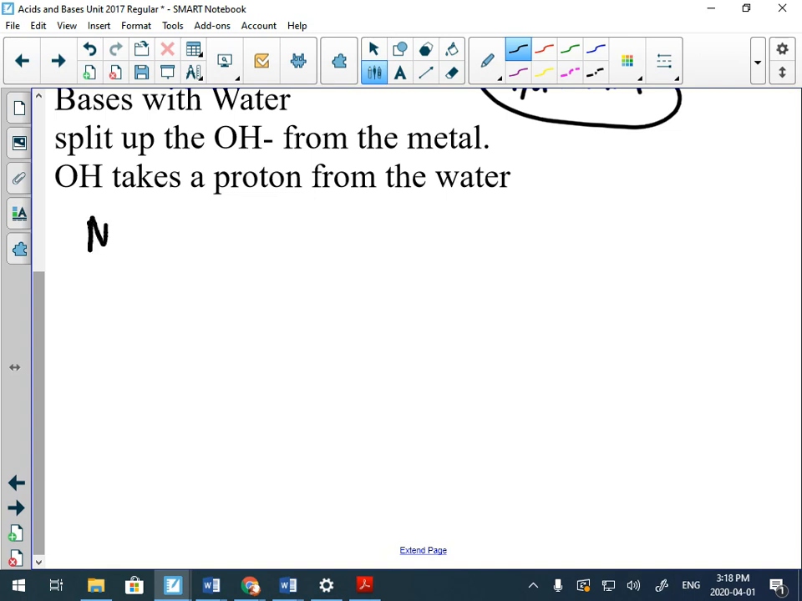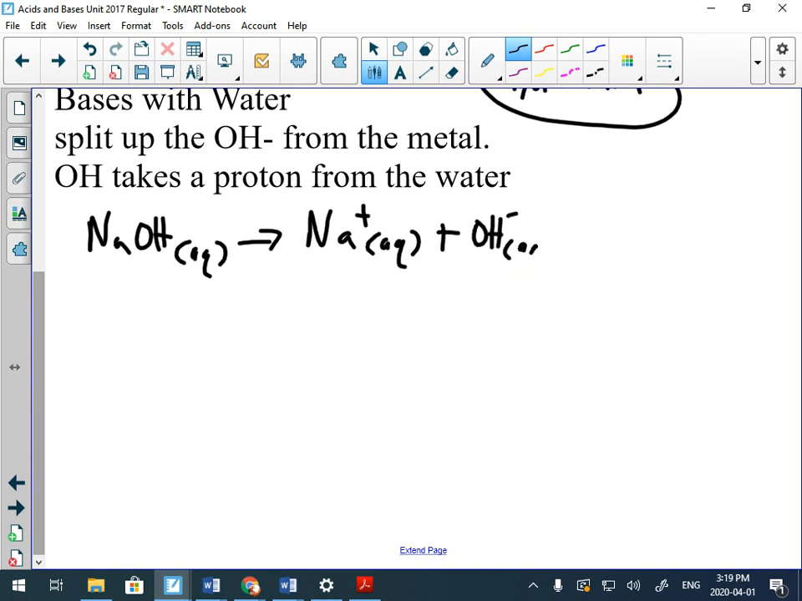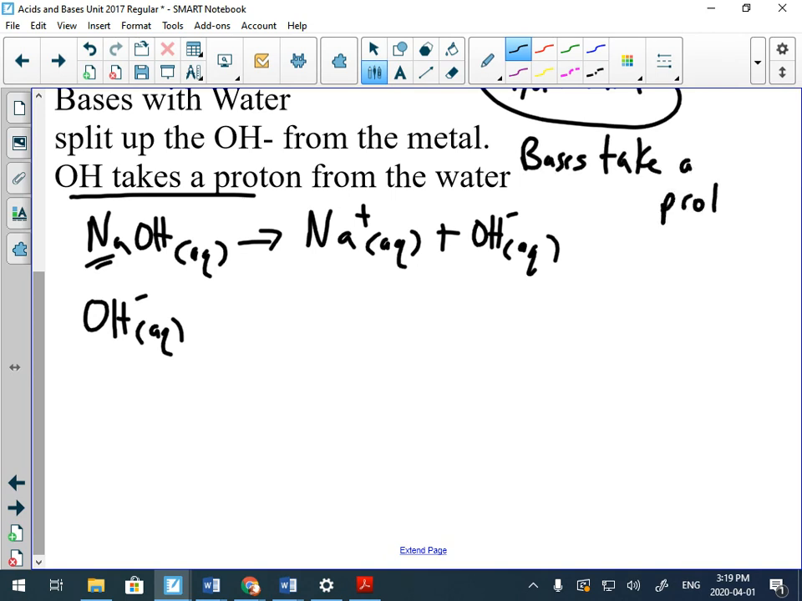Okay, so bases usually have a metal attached, and the first step is you have to break up the metal. So the metal gets the boot. That's actually a big step in Chem 30, is removing metals from basic ions. The second step is that if acids give away a hydrogen, bases take a hydrogen, or we call it a proton. And they take the proton from water itself.